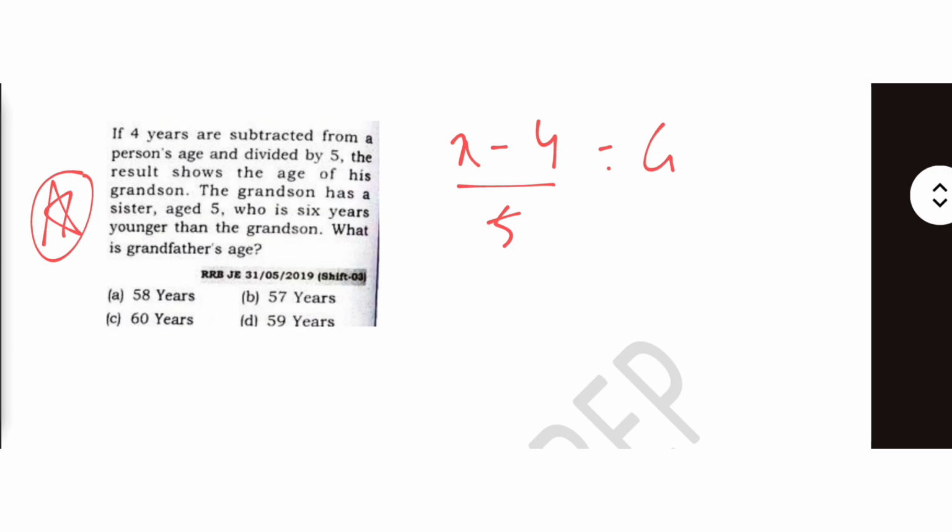So if your grandson is 11 years old, then x minus 4 is nothing but 55 and x is 59 years old. Option D.